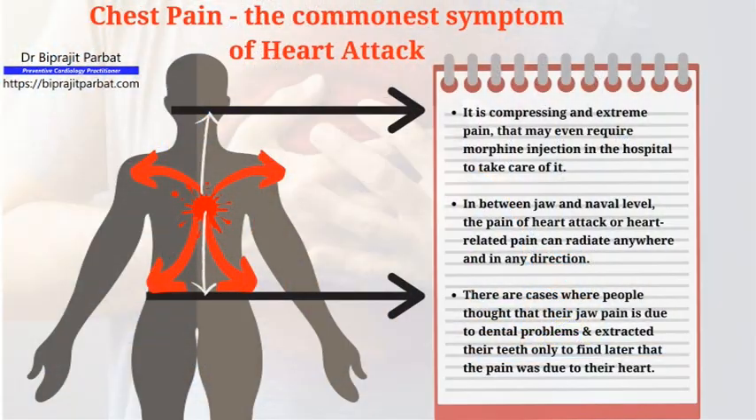And why does it radiate? It's a complex anatomical phenomenon, but let us put it in a very simple way. It radiates, meaning you can feel the heart attack pain in your jaw, in your left arm, in your right arm, in your stomach, anywhere between your jaw and the navel level. You can feel the pain of the heart attack there because the neurons that supply these areas, meaning jaw, arm, chest, upper part of the abdomen, belong to the same origin.